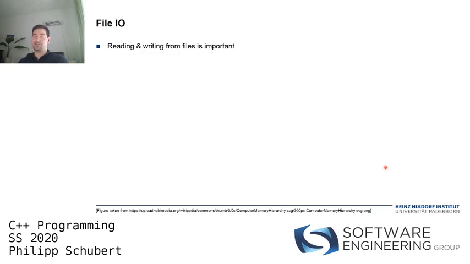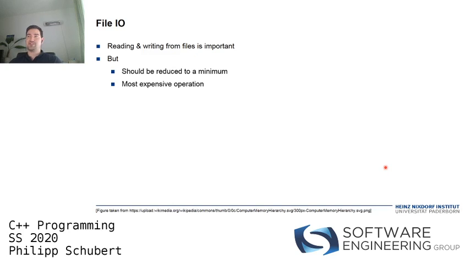You have to do it at some point. But there is some but. You should reduce your file I/O to a minimum, because that's pretty much the most expensive operation that you can do on your machine. That's the slowest thing to perform.